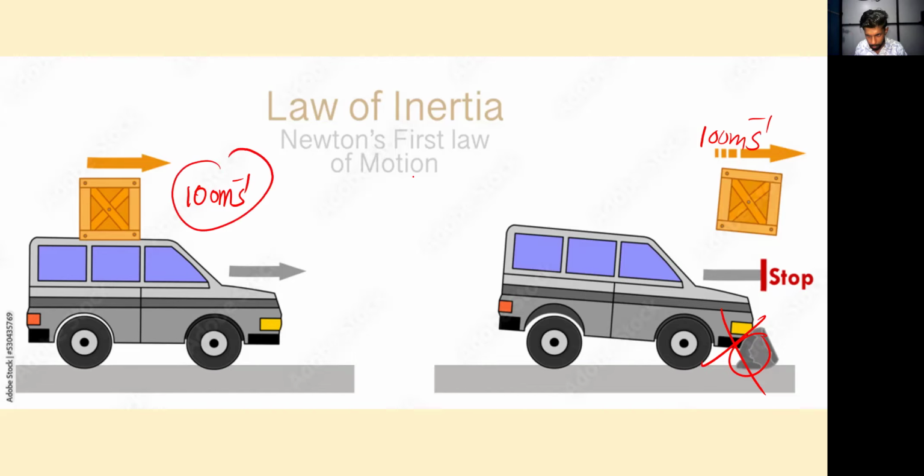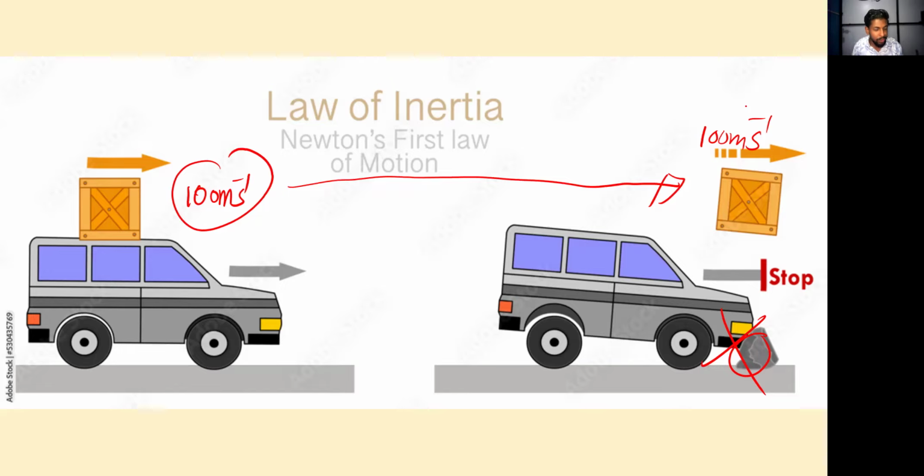Okay, it's moving. Still it is moving. That's all. Now just forget the car. There's no need to worry about the car. You want to look after only the box. Newton said that until an unbalanced force is applied, until you catch this box, until you stop the box, it will move with the same speed, 100 m/s. This is Newton's first law scenario.